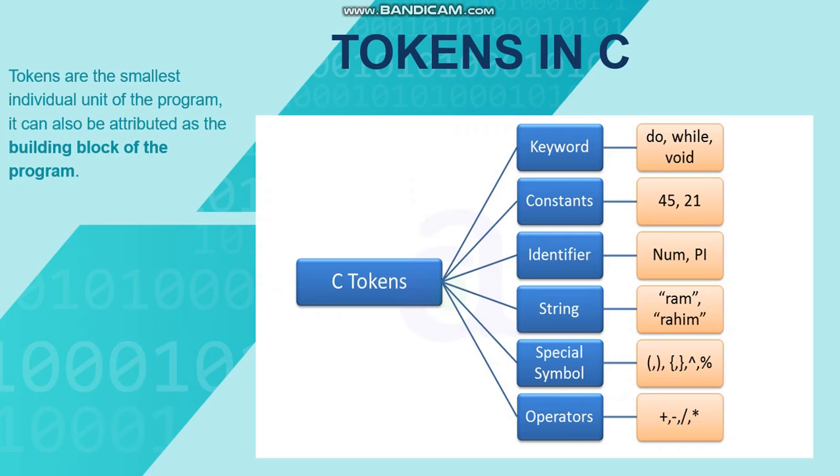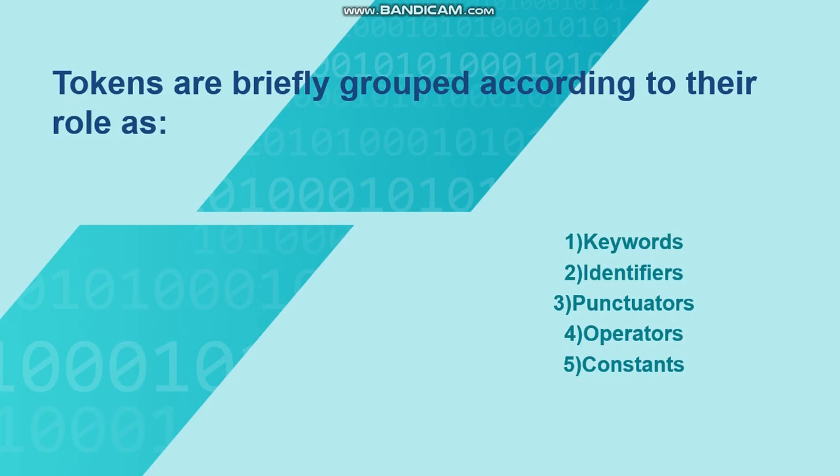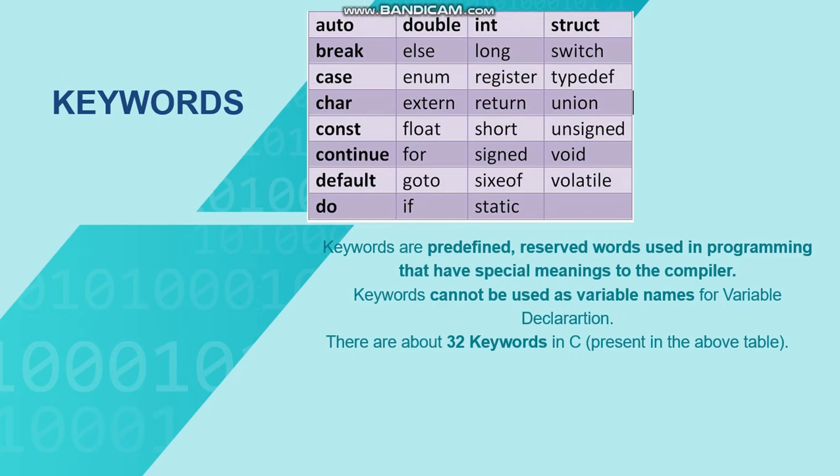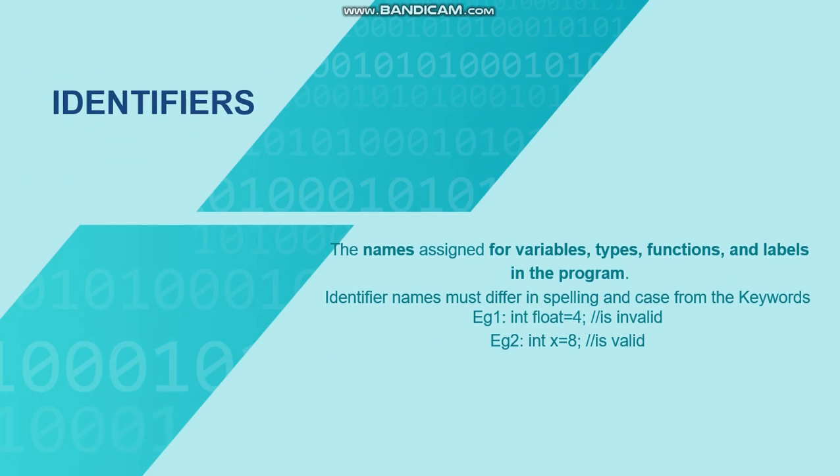The next is tokens in C. Tokens are the smallest individual unit of the program. It's like the building block of the program. Tokens are broadly classified into 5 categories. First is keywords. There are 32 keywords in the C language, like auto, break, case, char, const, int, else, if. Keywords are predefined reserved words used in programming that have special meaning to the compiler. The main thing about keywords is that they cannot be used as variable names.